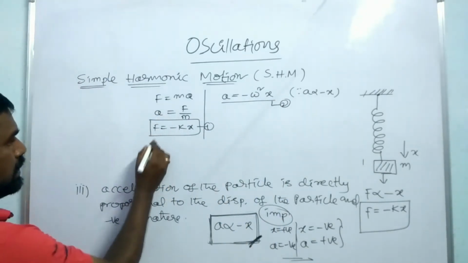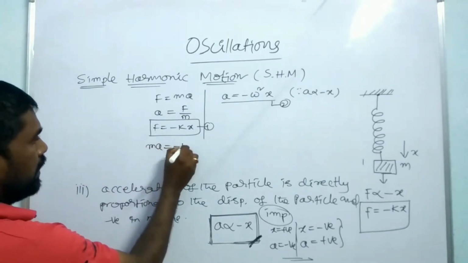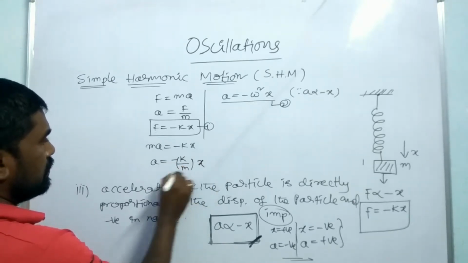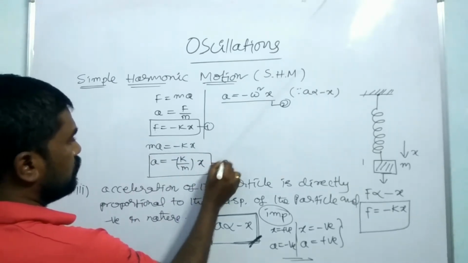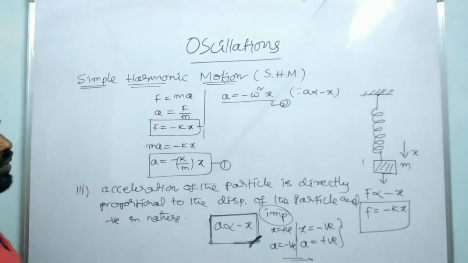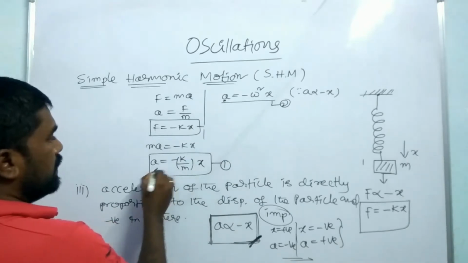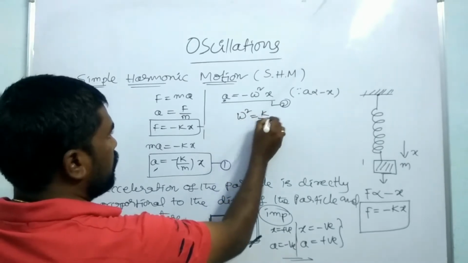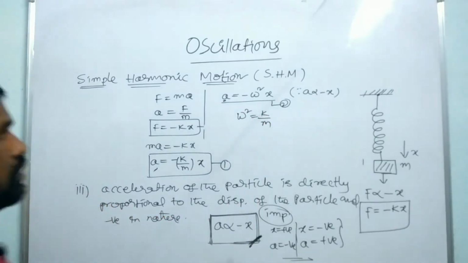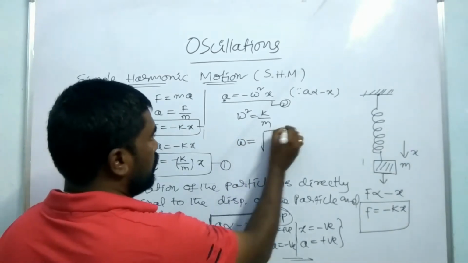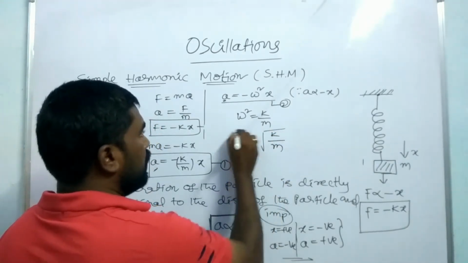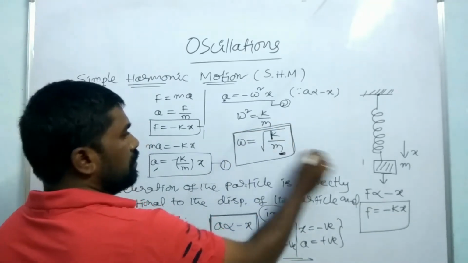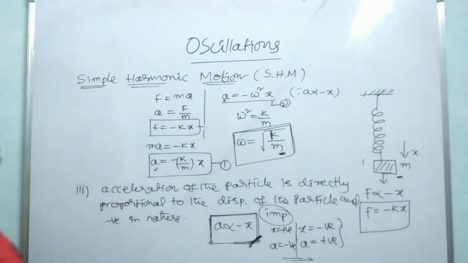From this, F is equal to ma, so ma is equal to minus Kx, where a is equal to minus K by m into x. This is the equation we have to compare, this is 1 and this is 2. From these two, comparing a and a, the LHS equals the LHS and the RHS equals the RHS, so omega square is equal to K by m. Omega, the angular velocity, is the square root of K by m, where K is the spring constant and m is the mass of the body attached.